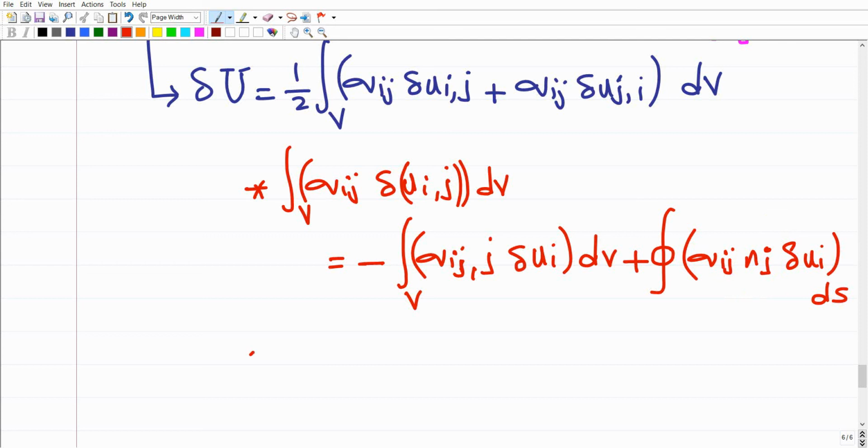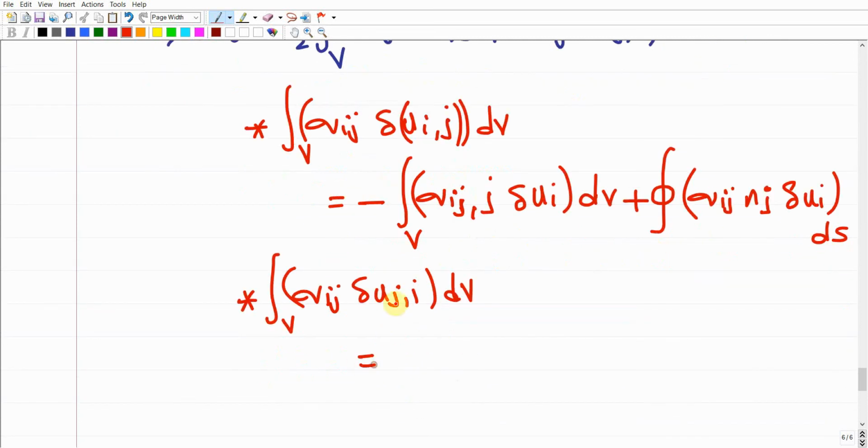If we did the same to the other term, the second term here, we're going to have the integration, because we can distribute the integration over these two terms, sigma ij, delta uj comma i. Now the derivative with respect to xi, dv. This term can be split into two terms to isolate the first variation, instead of having it over the gradient of the displacement, to have it over just the displacement.